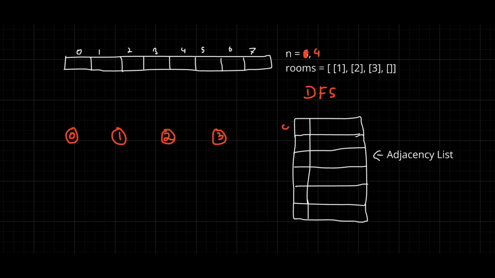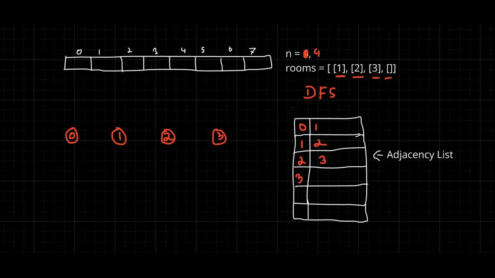So from room 0, it has the key 1, so we can travel to room 1. Now from room 1, we can travel to room 2. From room 2, we can travel to room 3. And from room 3, we cannot travel to any room because it is empty. Now this is the adjacency list.